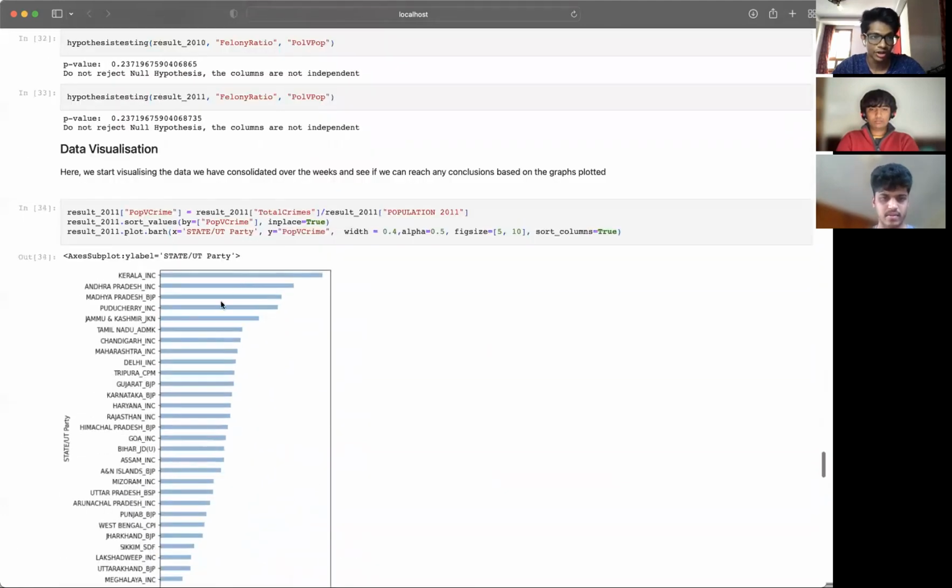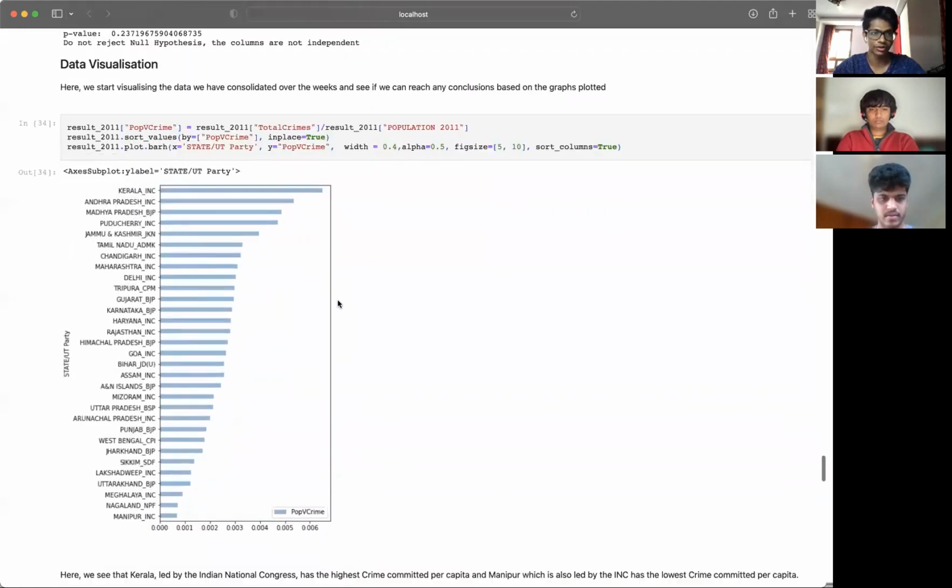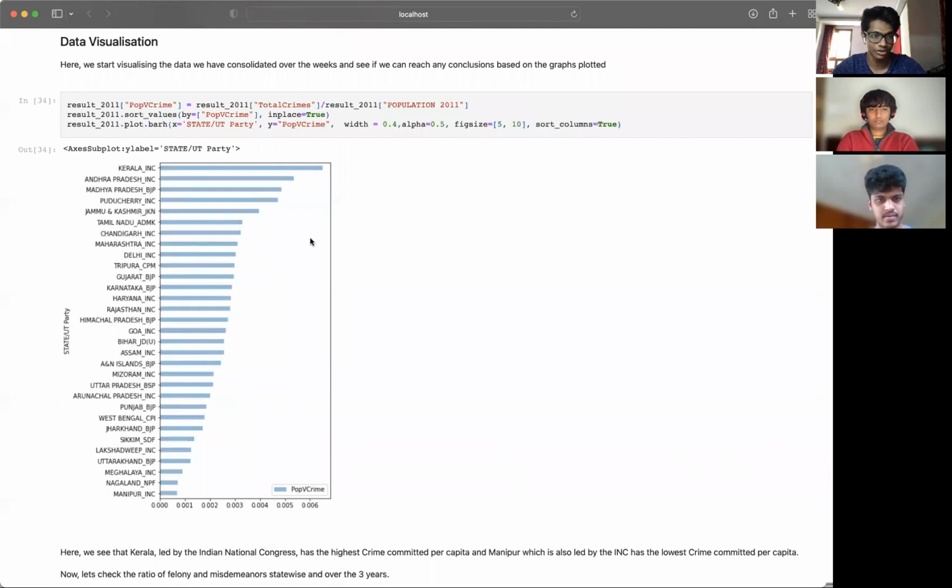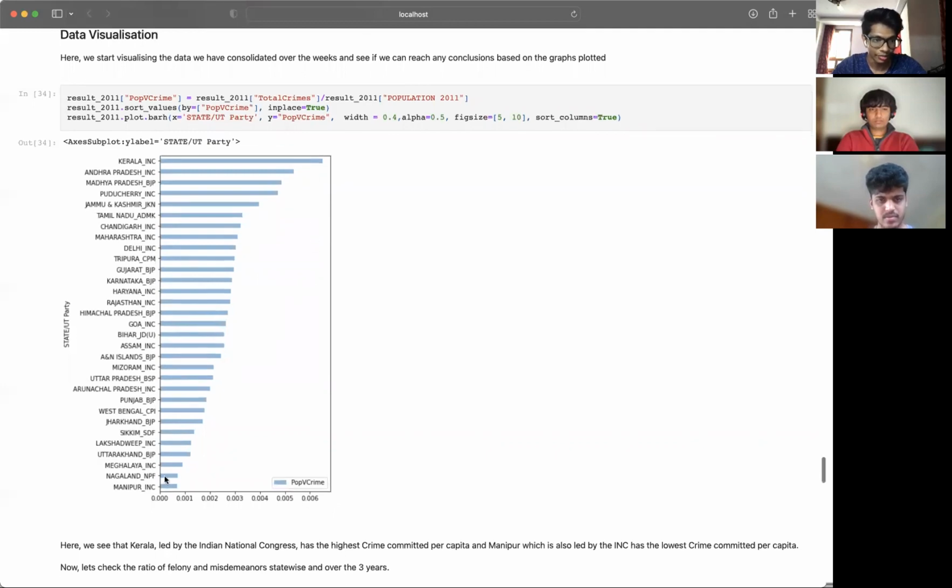One of the first plots we did was crime versus the population. After plotting the graph, we can see that Kerala has the highest crime per capita, and Manipur has the lowest. This is for the year 2011. The reason we used 2011 was because the census was conducted for India in 2011, and we had the population data for that year.